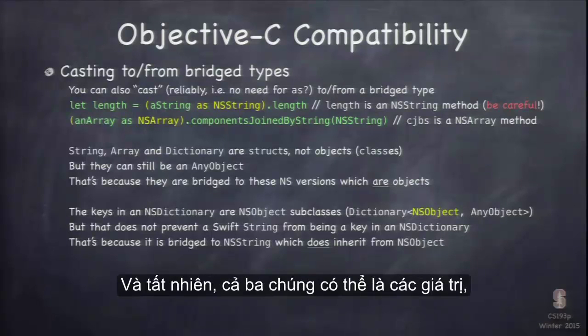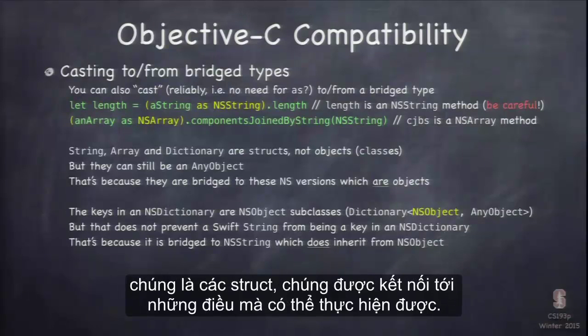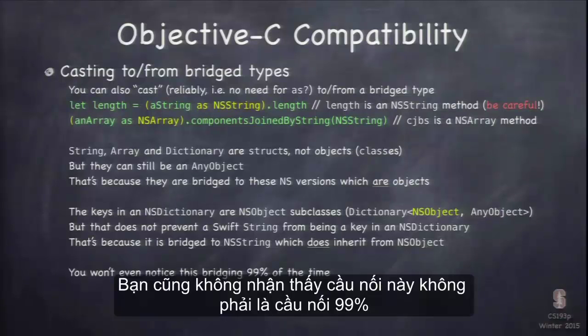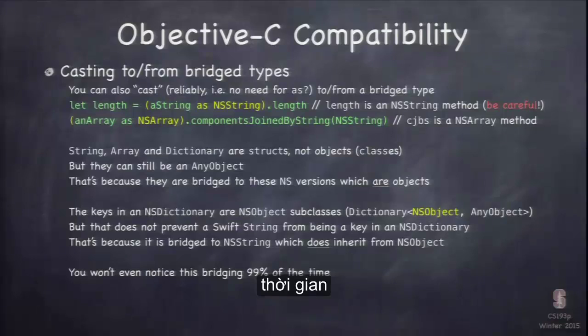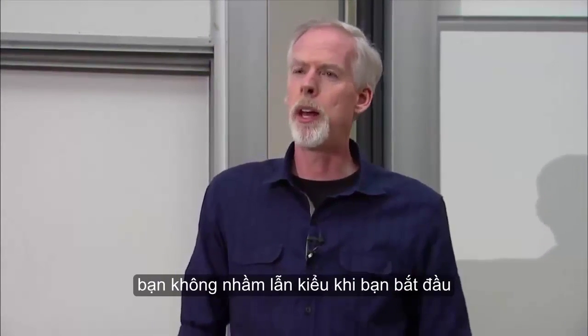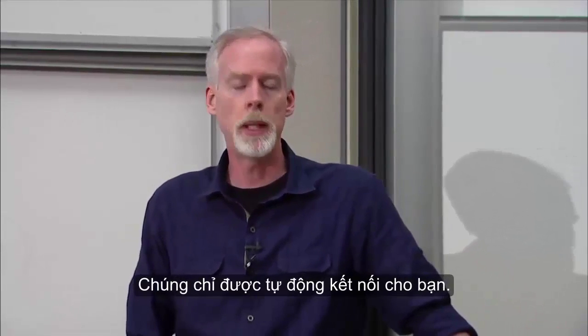And of course, all three of them can be the values, because even though they're not really objects, they are structs, they are bridged to things that can be, okay? So it is okay to pass a String or an Array to AnyObject. You won't even notice this bridging 99% of the time. It just happens automatically, but I just wanted you to know that that's going on, so you don't get confused when you start seeing NSString, NSArray. What's going on? They're just being automatically bridged for you.